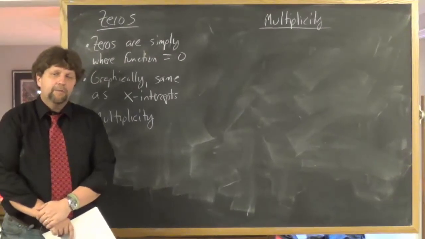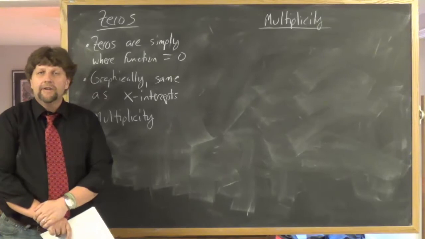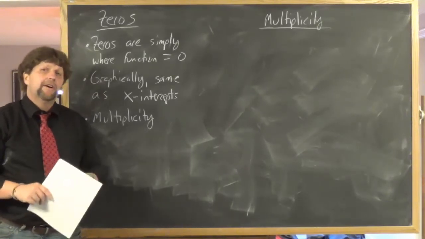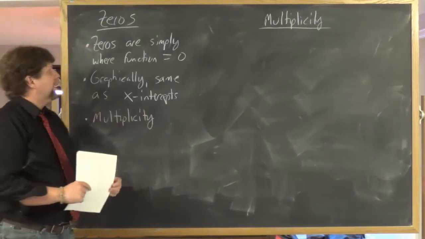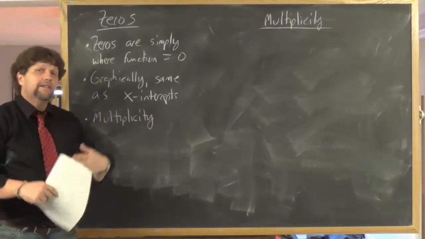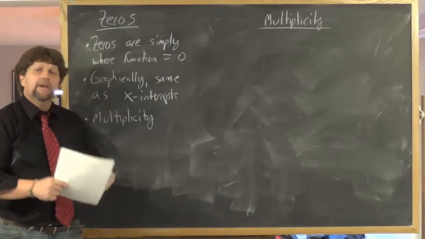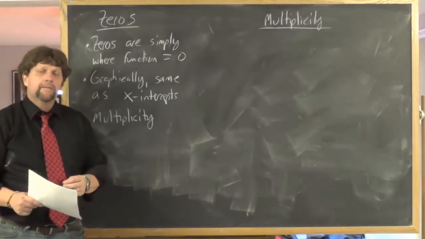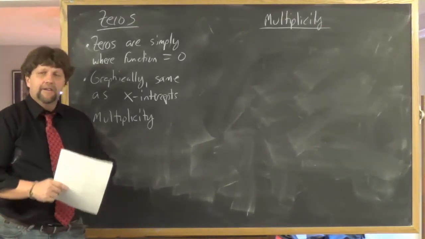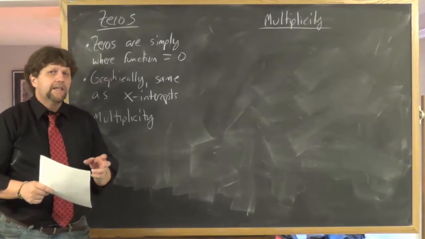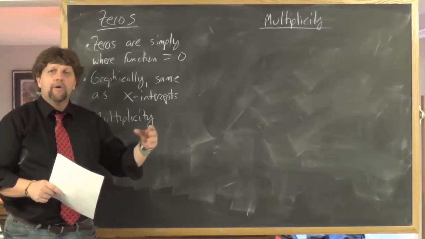Hey folks, next up we're going to talk about zeros of a function. Zeros of a function, quite simply, are nothing more than where the function is equal to 0. Graphically, you could think zeros of a function happen to correspond with the x-intercepts for the graph of a function. And then there's this thing called multiplicity of a zero. Multiplicity is just a fancy way of saying how many times does the zero occur.